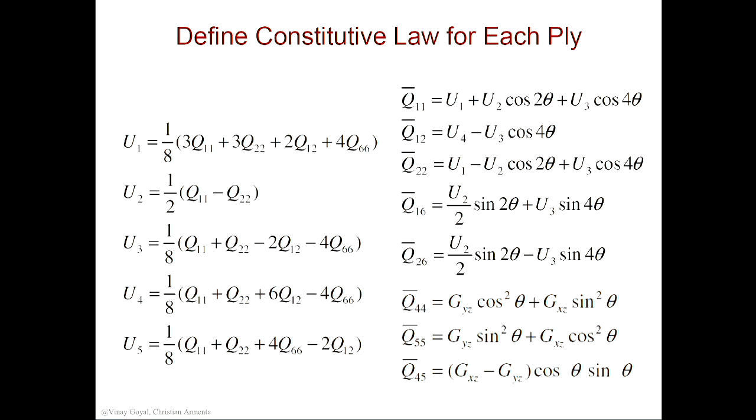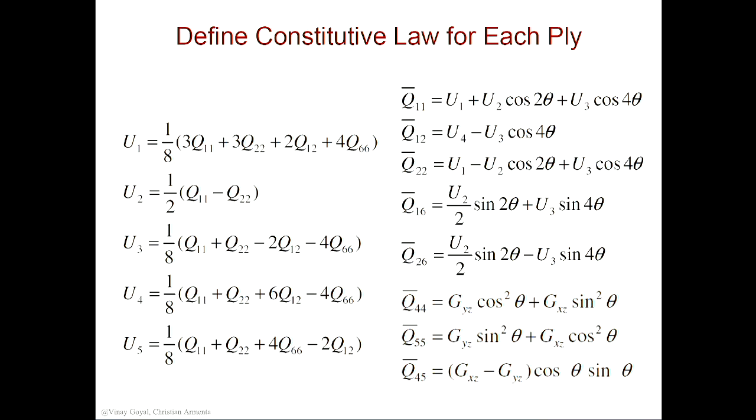You agree? Because I know the Qs. So if I know the Qs, do I know the U's? If I know the U's, ooh, I can do that too. Because you know the ply angle. So you know if it's 0 degrees, 45 degrees, 30 degrees. So theta here represents the ply angle that you have. So say you have a 0 degree ply angle, then theta is 0. And then if theta is 0, what you're going to get is the Q bars.